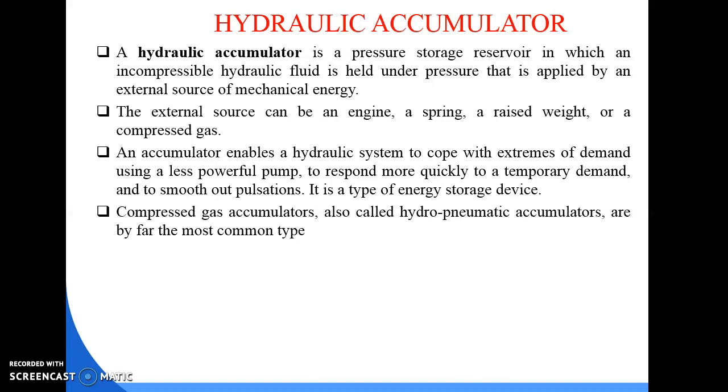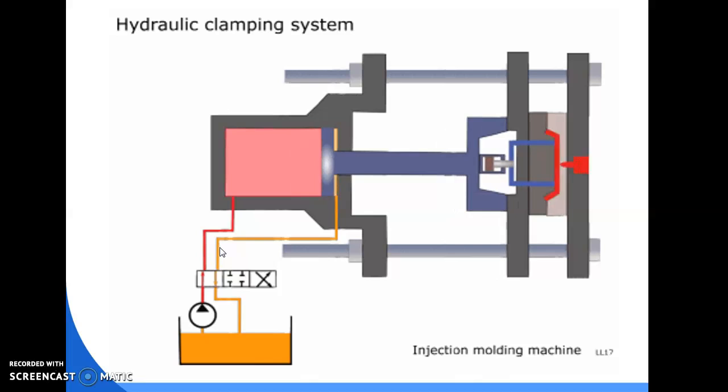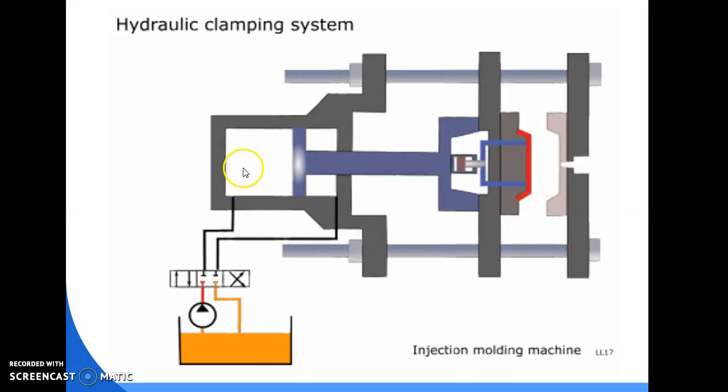It is a hydraulic system which enables it to cope with the extremes of demand using a low powered pump, to respond more quickly to temporary demand and smooth the pulsation. It is also used for compressed gas. It is also known as your hydropneumatic accumulator, which is the most common type. As shown in the system, we have an accumulator.